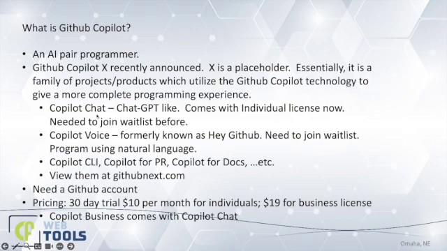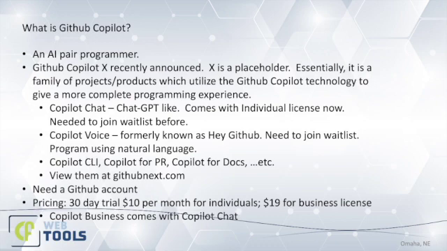So for example, there's the Copilot chat, which is a ChatGPT-like experience, and it comes with the individual license now. At one point, I would say probably 3-4 weeks ago, up until that point, you still needed to sign up for the wait list and wait for the approval. But now it appears, or at least based on the GitHub website, it comes with the individual license now. Previously, it had always come with a business license.